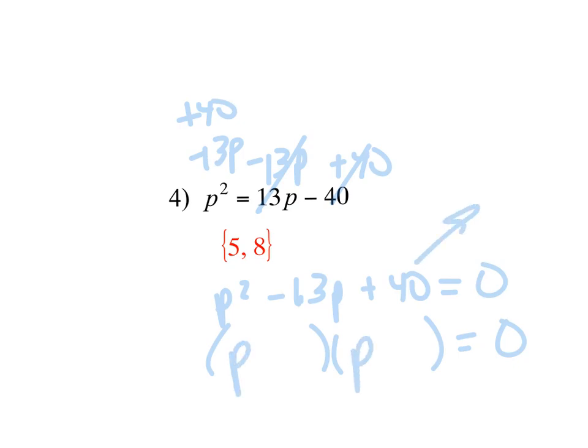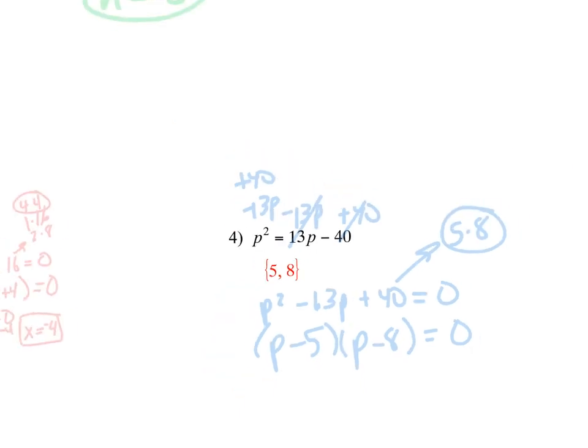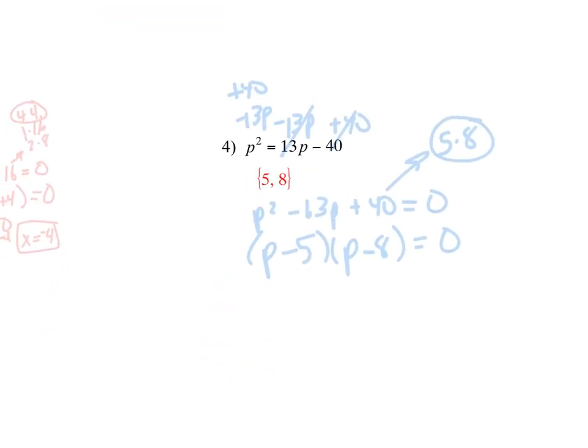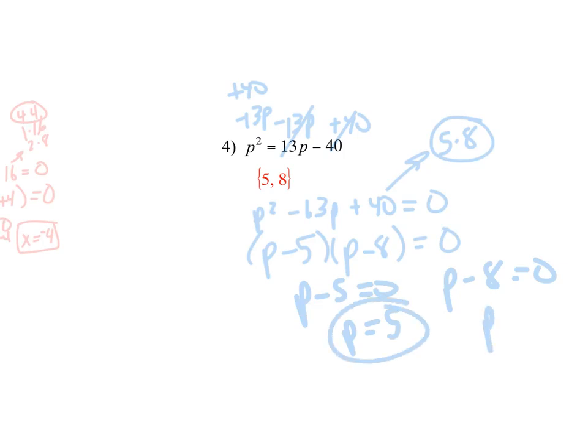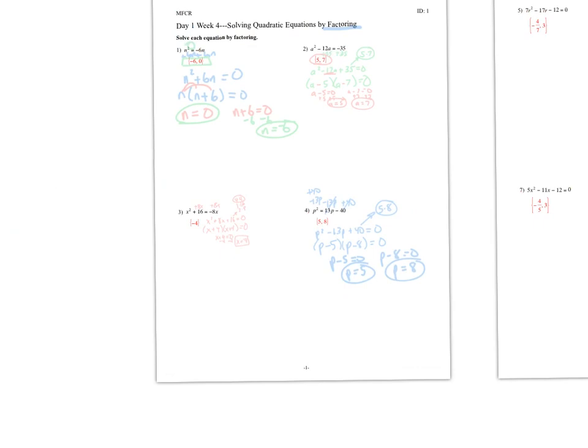The 2 numbers I think of immediately for 40 would be 5 and 8. I know there's more, but 5 plus 8 equals 13. They would both be negative because the 13 is negative. And when you set them equal to 0, you get the opposite answer because you're going to add them both. P equals 5 and p equals 8.